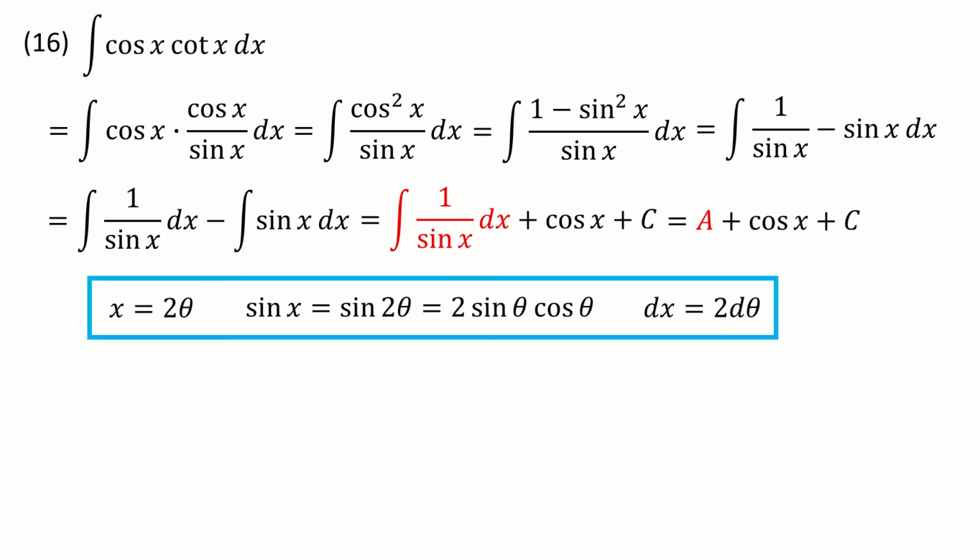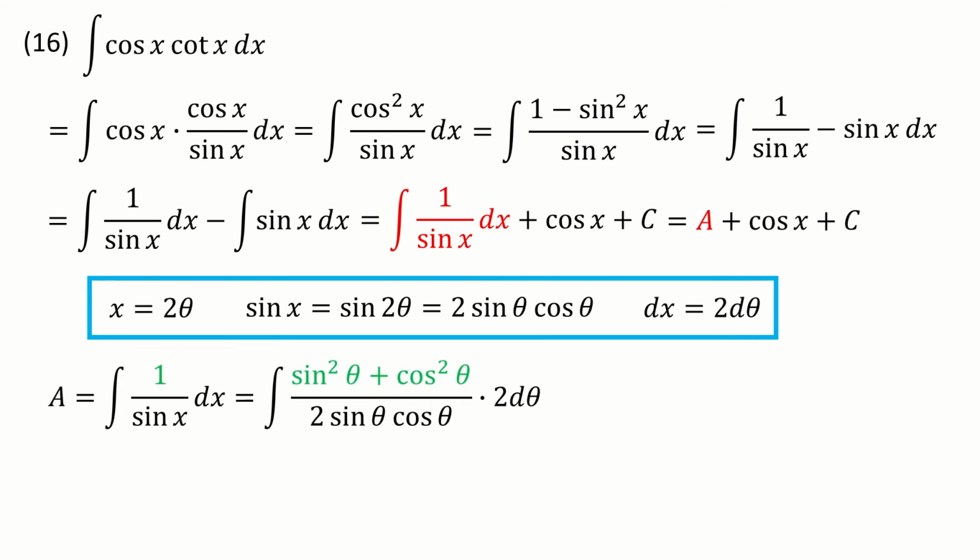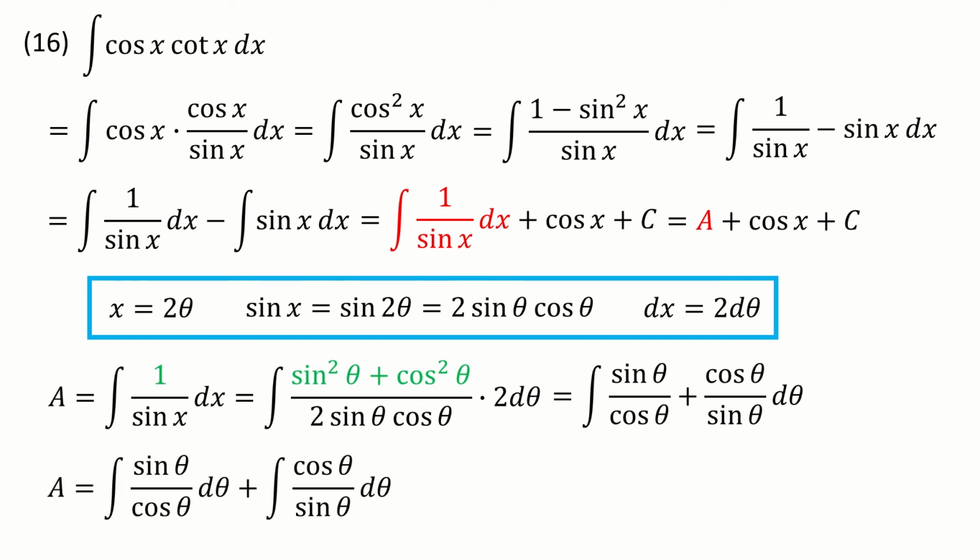First, let x equal 2 theta. So sine x equals sine 2 theta. Then we use the double angle formula for sine 2 theta. So sine x can be written as 2 times sine theta cosine theta. Next, we use a trick for the numerator to write the number 1 as sine squared plus cosine squared. In this way, we can do the division and we got two terms. And then we will solve these two integrals separately.